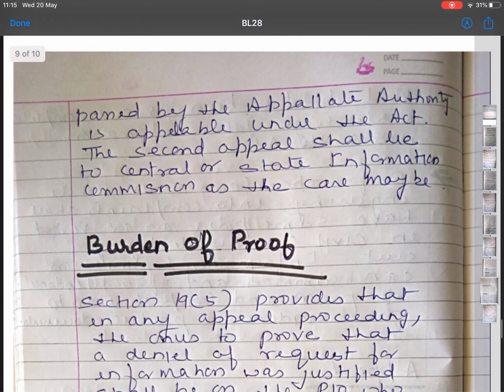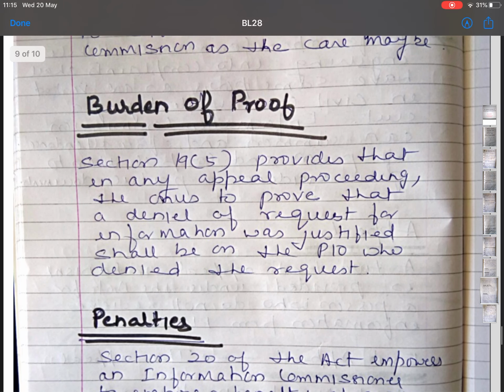Now the next is burden of proof. Section 19(5) provides that in any proceeding, the onus to prove that a denial of request for information was justified shall be on the PIO who denied the request. So the burden of proof is on the PIO. He has to produce the document, and show on what ground he has denied the request.